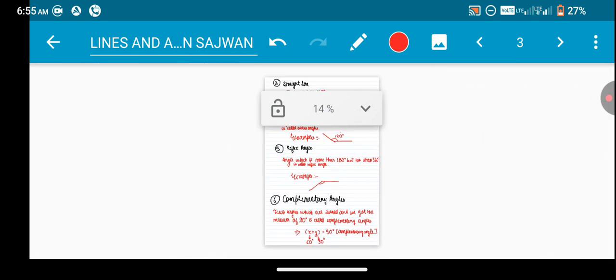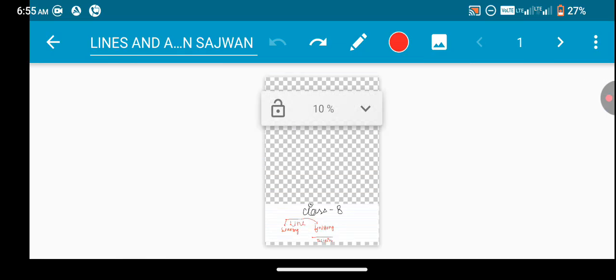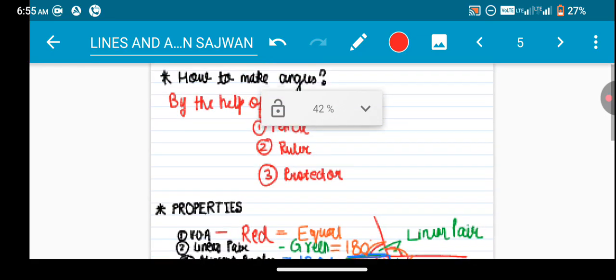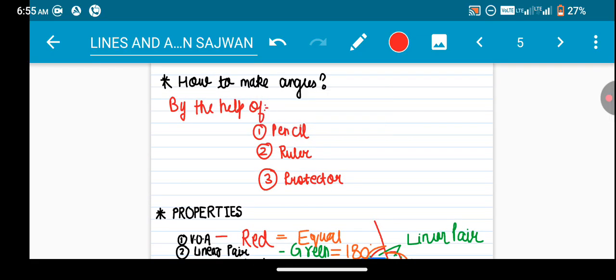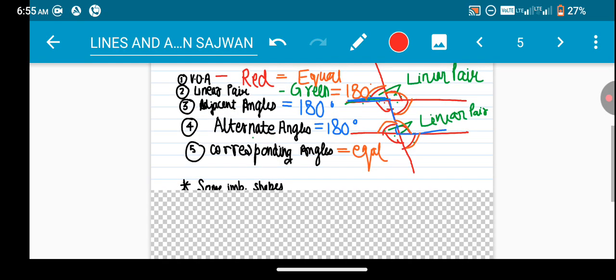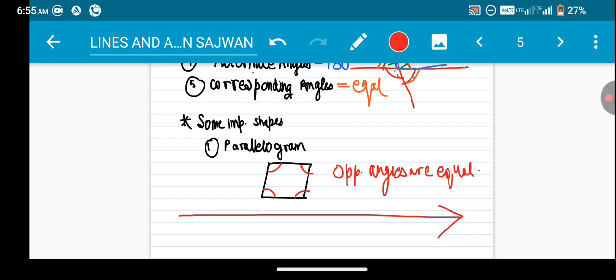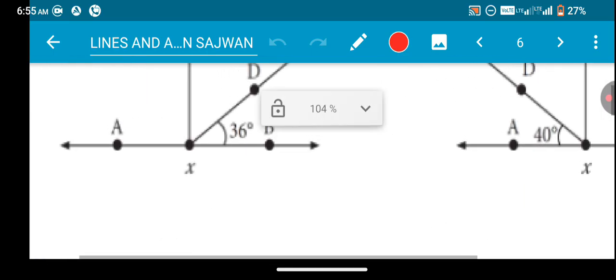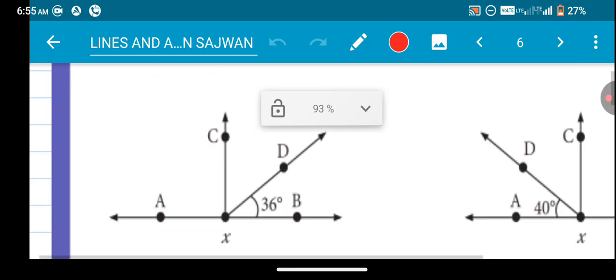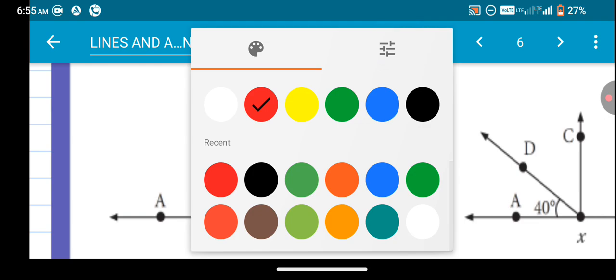This we have covered. How to make angles by the help of pencil, ruler and protractor. Properties are there: vertically opposite angles, linear pair, adjacent angles, alternate angles, corresponding angles, and one important: in a parallelogram opposite angles are equal. Now we have to cover the complementary angle questions. We have to find the other angles.